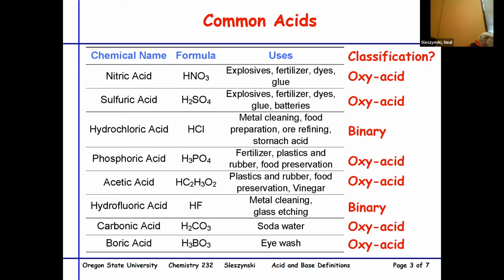We also have examples of binary acids where we only have two atoms involved. We have a hydrogen and a halide in the two examples here, hydrochloric acid or hydrofluoric acid.